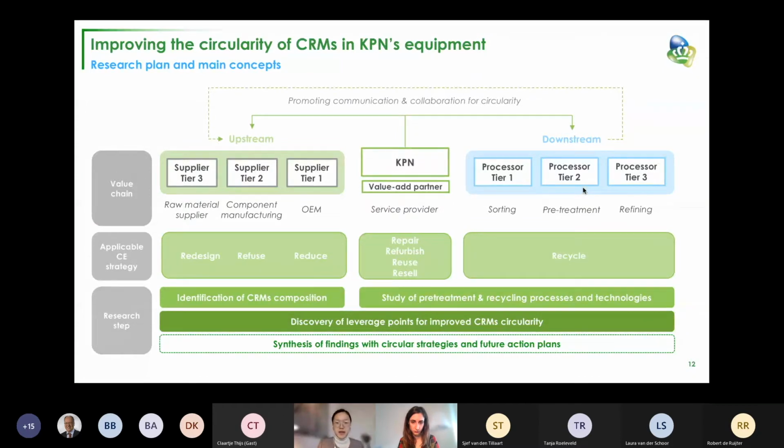To introduce a bit of our research approach: how are we trying to improve the circularity of CRMs? With this research question, the collaboration among our partners along the value chain is really crucial, due to the complexity of the components where CRMs are located, but also due to the complexity of the recycling processes. Therefore, we are trying to reach out to our partners from both sides of our value chain. We go to the upstream and try to understand the composition of our equipment with the help of our suppliers. And at the same time, we go to the downstream to understand where CRMs flow into and end up at the end of their life cycle.